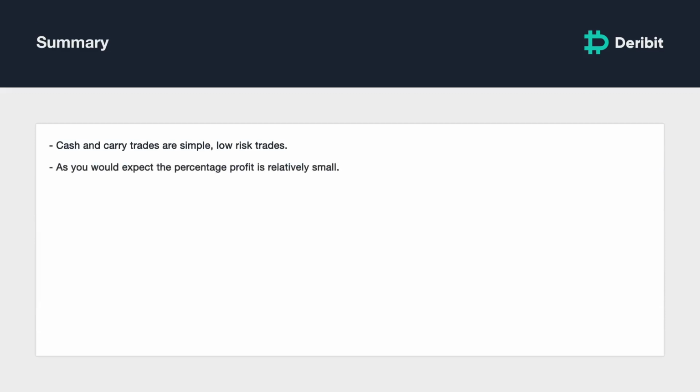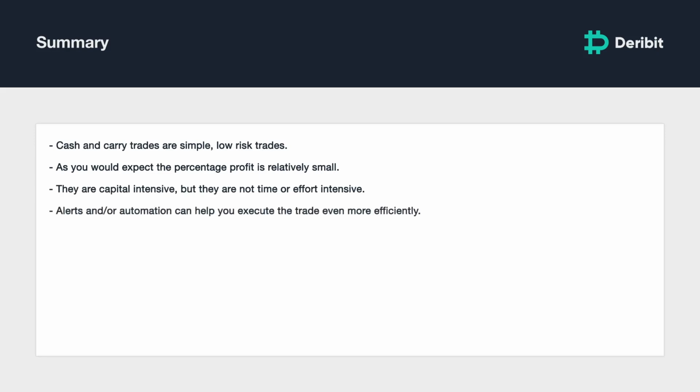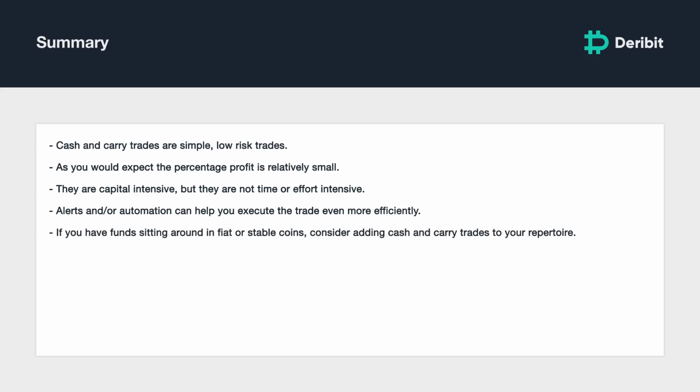In summary, cash and carry trades are very simple, low-risk trades, so as you would expect, they usually offer relatively low percentage gains. However, while they are capital intensive, they are not time or effort intensive. With the help of alerts or automation, you could spend as little as an hour per quarter actually executing this trade and still make a reasonable return, leaving you with plenty of time to spend doing other productive activities. So, if you tend to have any funds sitting around in fiat or stablecoins for any length of time, you should consider adding cash and carry trades to your repertoire.